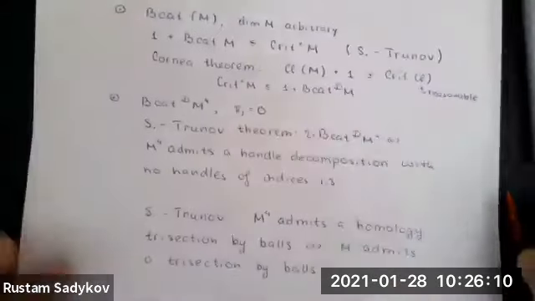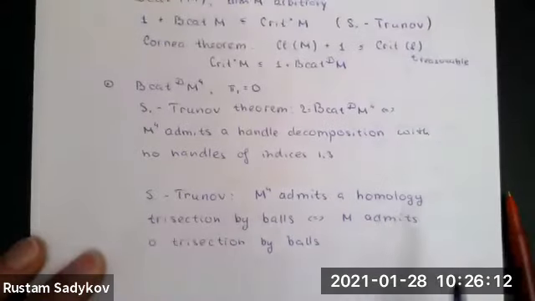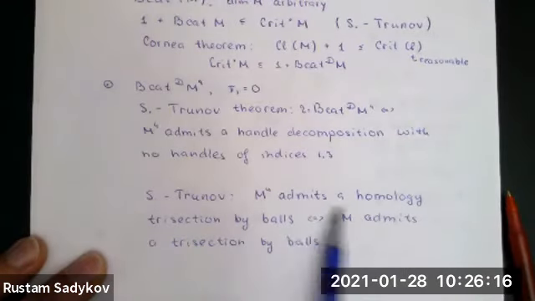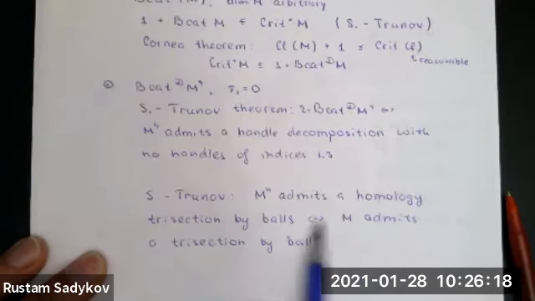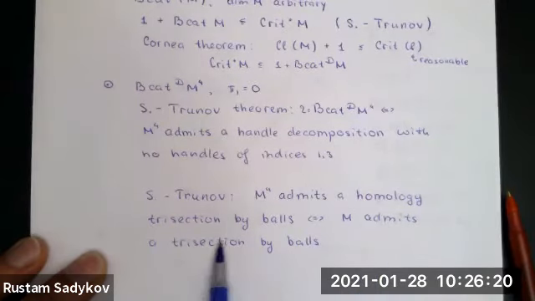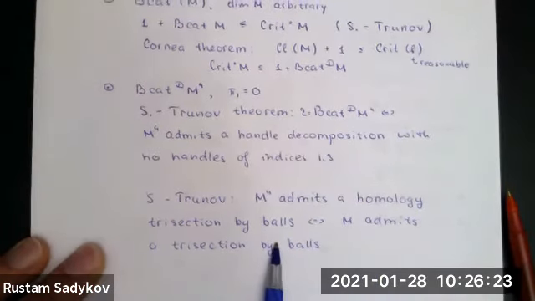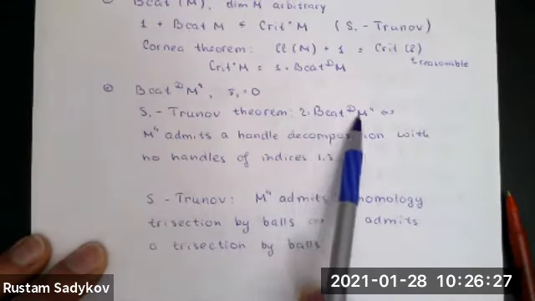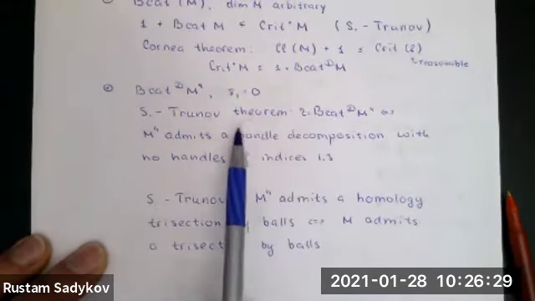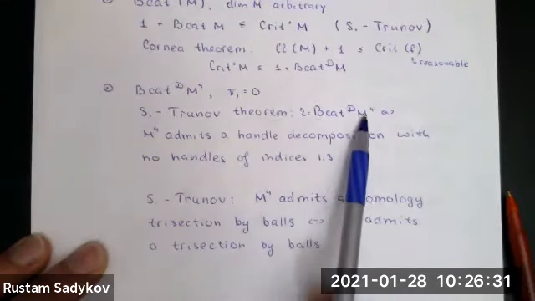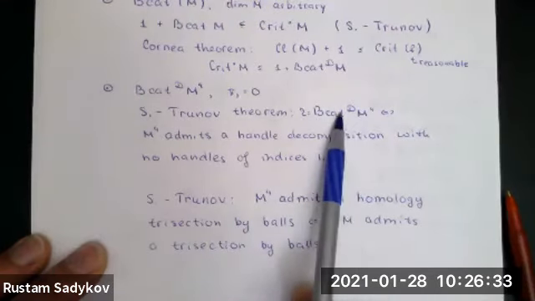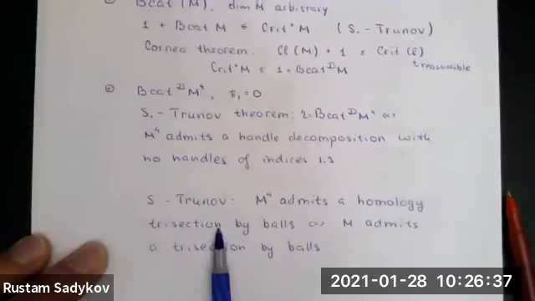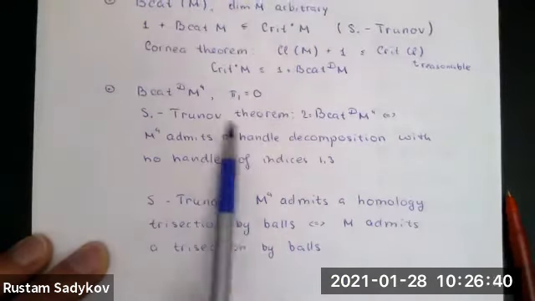Right, so this shows that a manifold M admits a homology trisection by balls if and only if M admits a trisection by balls. This basically shows that, because the M is too big, as I said, whenever we have a decomposition of the manifold M into 3 smooth balls, we automatically get a homology trisection by balls. So this way we prove this theorem.